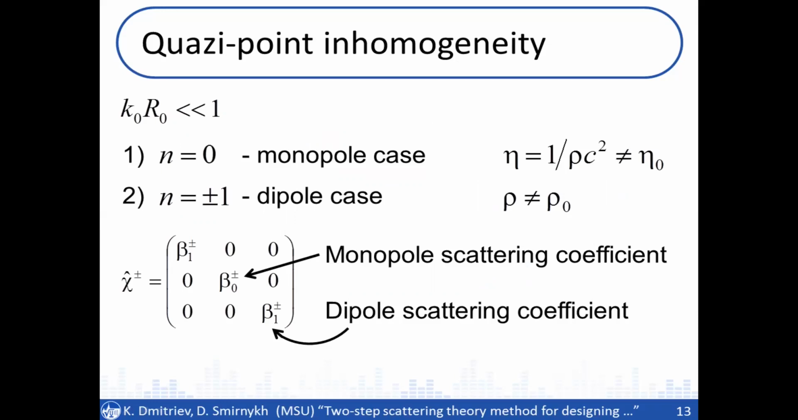In most cases, it is sufficient to consider only monopole and dipole terms. So the matrix includes only two scattering coefficients, beta 0 and beta 1. For example, it can be shown that if we have the density inhomogeneity of small wave size, it produces the dipole scattering field. And if we have the inhomogeneity of compressibility, it produces the monopole scattering field.